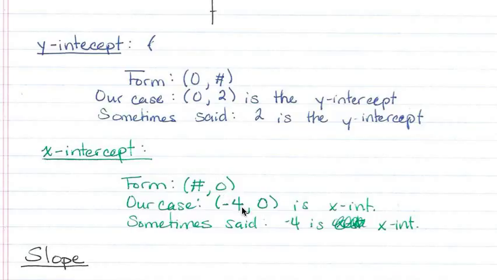Same deal with this. This is the correct way of writing it. However, you could just say that -4 is the x-intercept, and it would be understood. Also, note that I abbreviated intercept here. That's also commonly done because that's not that long, but it's longer than this. It's easier to write that.